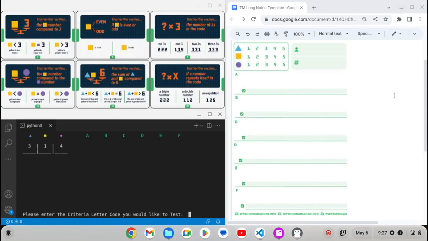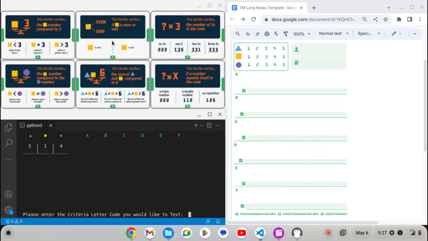So let's begin. We see that again we have our 6 criteria cards, A, B, C in the top row and D, E, F on the second row. Now let's look at each one individually. The first criteria card, A, compares the middle digit, the square digit, to the number 3. Is square less than 3? Is square equal to 3? Or square greater than 3?